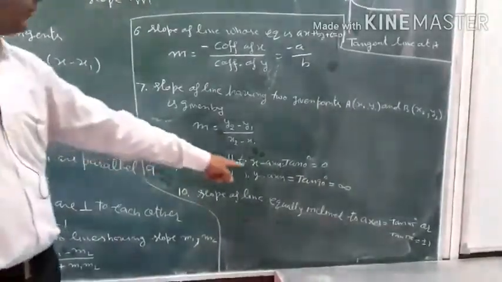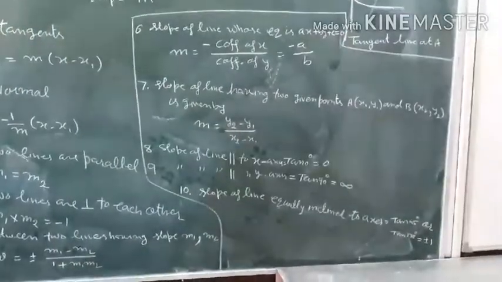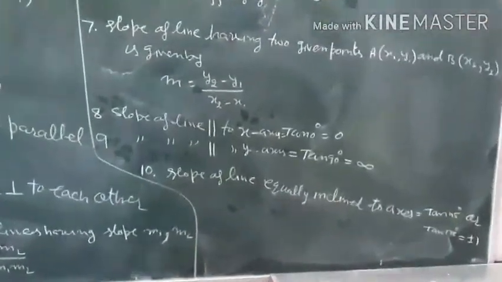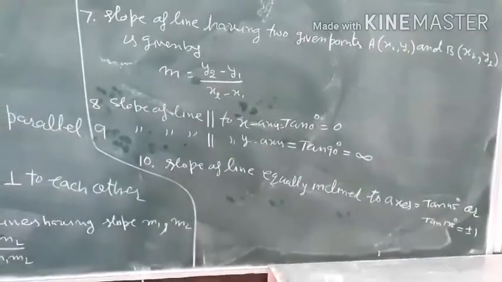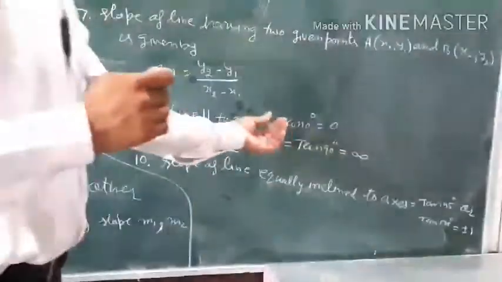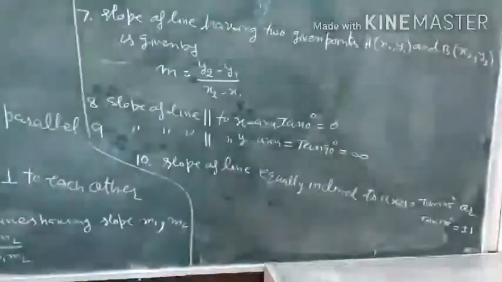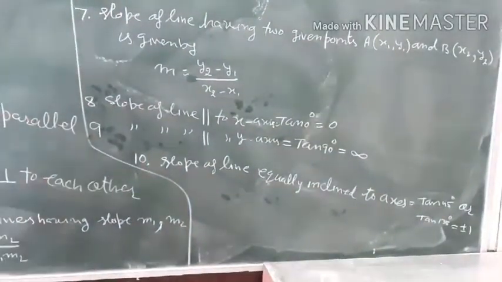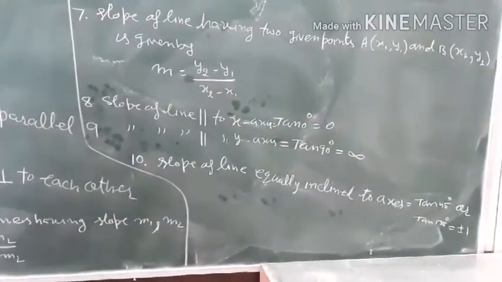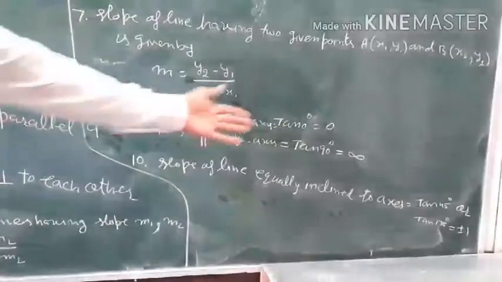Next, the slope of a line parallel to the x-axis. जब पैरेलल लाइंस हैं, स्लोप उनकी क्या होगी? tan theta is equal to 0. Slope of a line parallel to the x-axis, tan 0 degree is equal to 0.